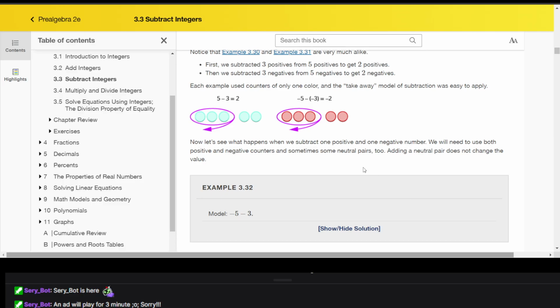Sorry. Example 3.30 and example 3.31 are very much alike. First we subtracted 3 positives from 5 positives to get 2 positives. Then we subtracted 3 negatives from 5 negatives to get 2 negatives. Each example used counters of only one color, and the takeaway model of subtraction was easy to apply.